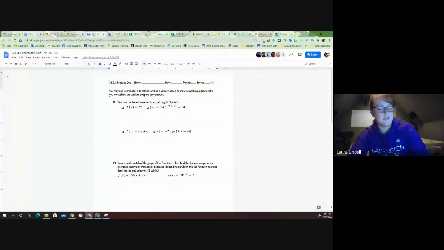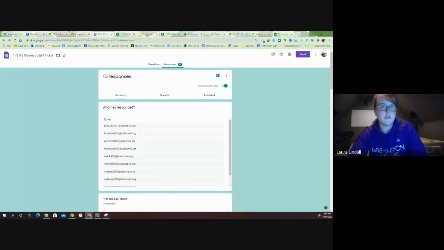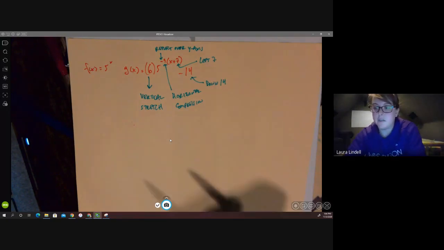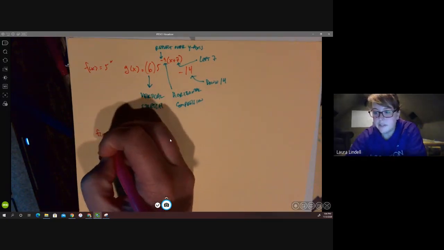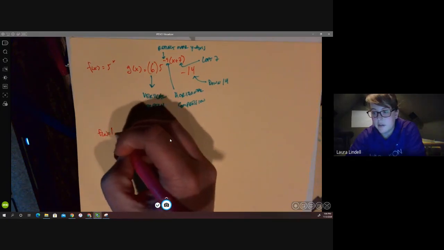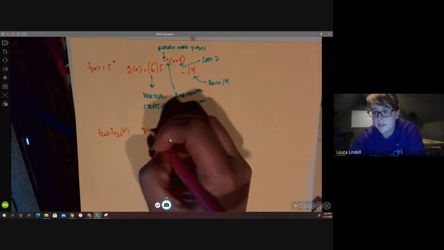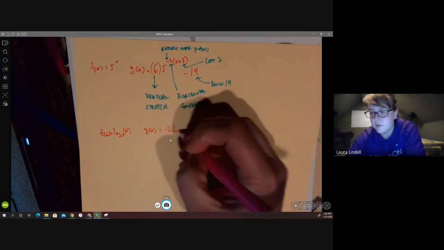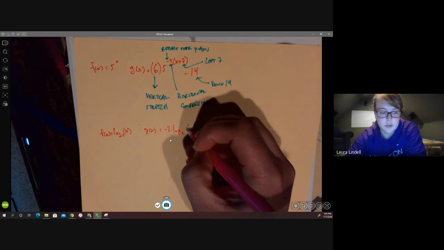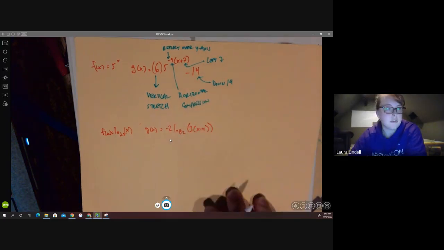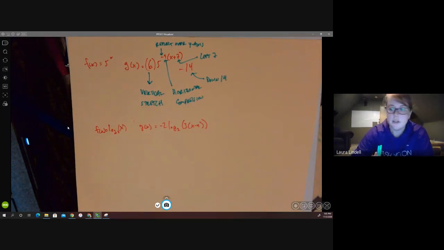Actually, I'm just going to move this. The next question was very similar. We had f of x in this case is log base 2 of x. G of x is negative 2 log base 2 of 3 times x minus 4. There's a little bit less going on in this one.